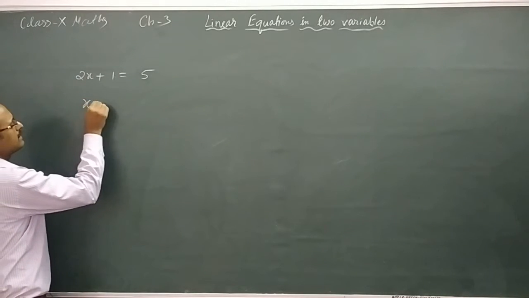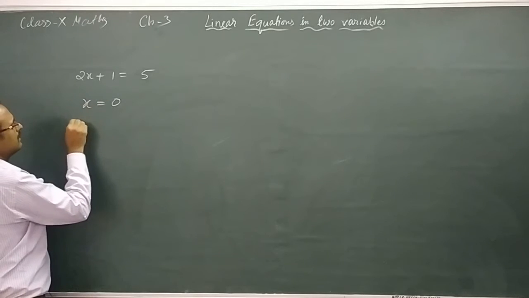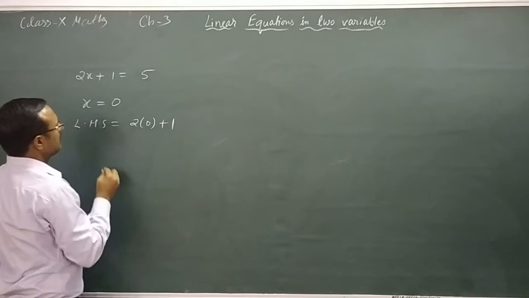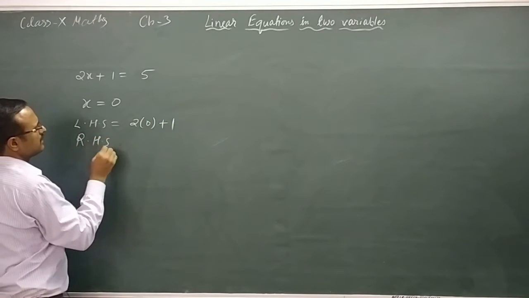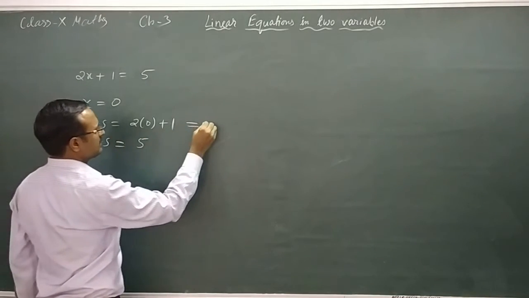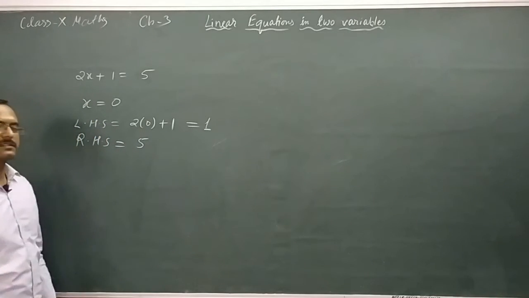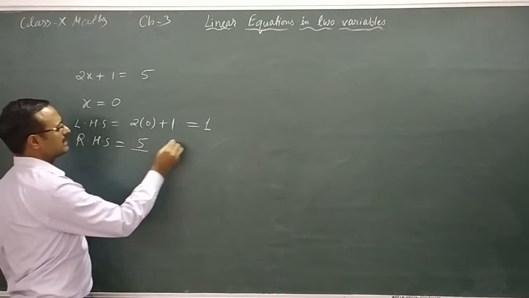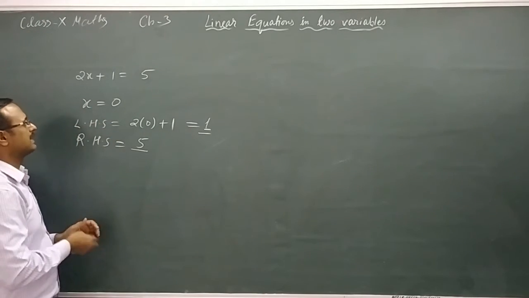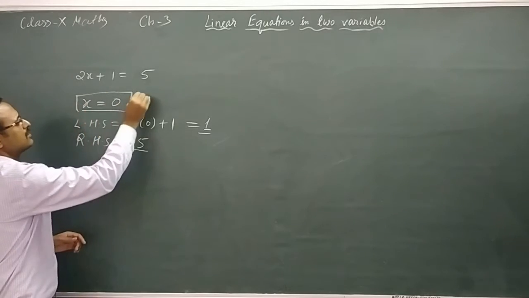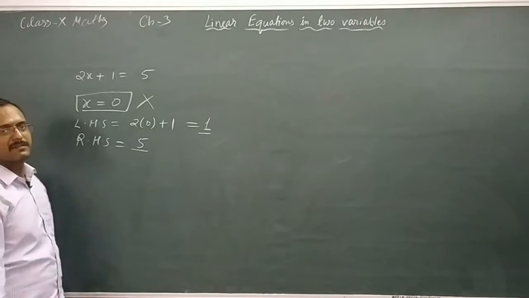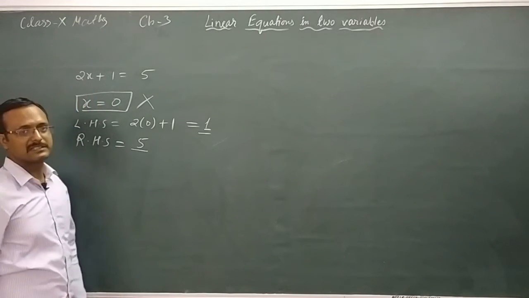Now if I put x equal to 0, what will happen? The LHS part will be 2 into 0 plus 1, while the RHS part will be 5. So LHS part is coming as 1 and RHS part is coming as 5. So you can see LHS and RHS are not equal. If this imbalance happens, then you will say that this value of the variable is not a solution of this equation.